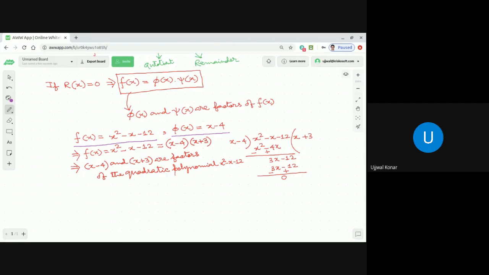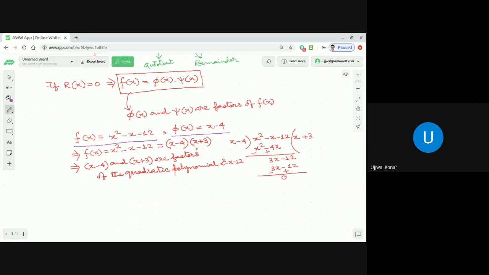Correct. And from there we can conclude that x minus 4 is a factor. x plus 3 is a factor, but x minus 4 is also a factor. In the same manner, Bhumika, if you divide x square minus x minus 12 by x plus 3, then also you'll get the remainder 0. Correct, no?